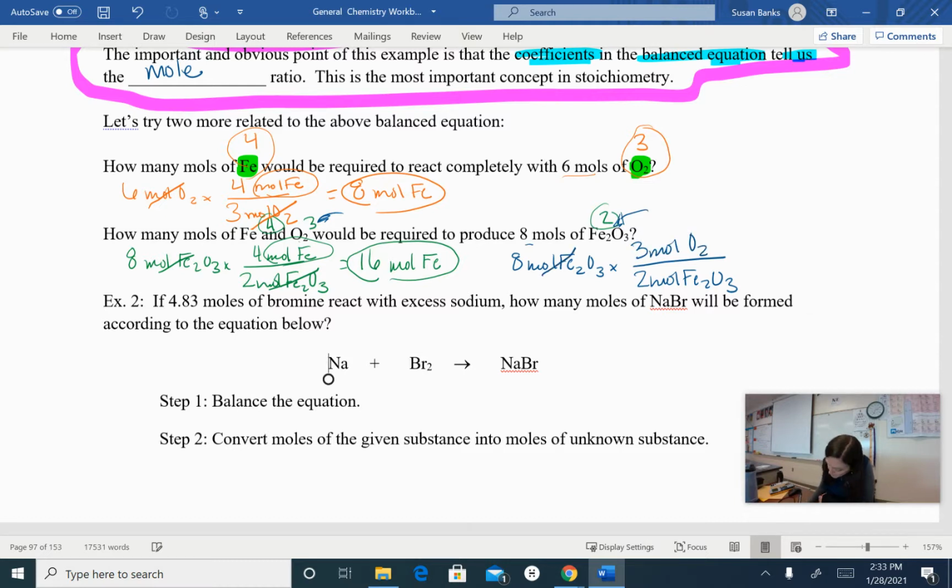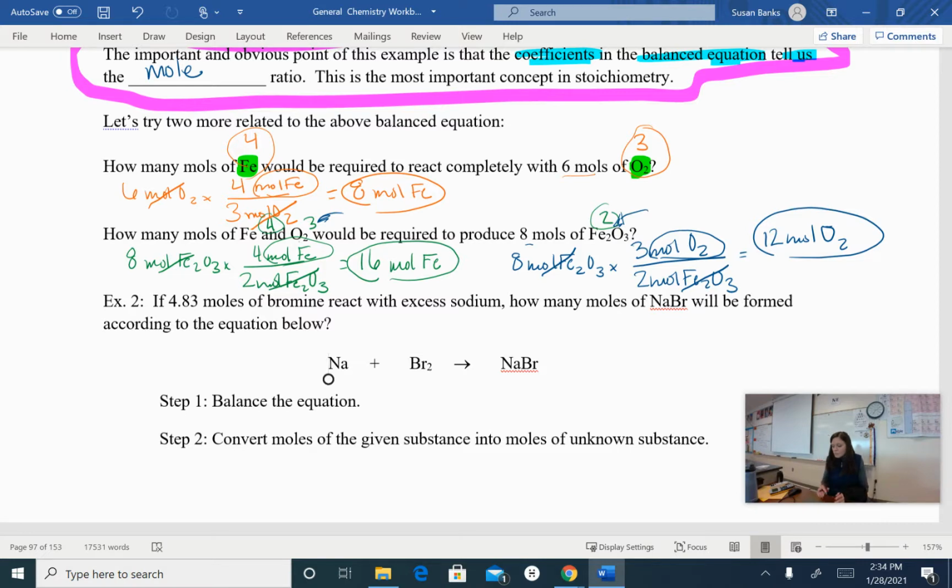Okay? My moles of iron 3 oxide cancel out. I'm left with moles of oxygen for my unit, which is what I want to know. Okay, top numbers multiply, bottom numbers divide. So 8 times 3 is 24, our top numbers, divided by 2, our bottom number. Let's see, 24 divided by 2 gives us 12 moles of oxygen. So we would need to start off that reaction with 16 moles of iron and 12 moles of oxygen.